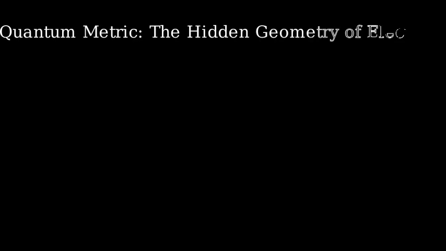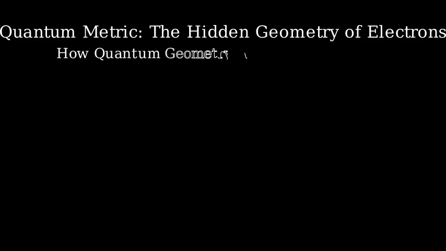Welcome to this educational video where we'll explore a fascinating discovery in quantum physics, the hidden quantum geometry or quantum metric that affects electron behavior in quantum materials. This discovery, made by researchers at the University of Geneva, reveals how electron paths can be warped in specific materials, similar to how gravity bends light. Let's break down this complex concept into understandable parts.